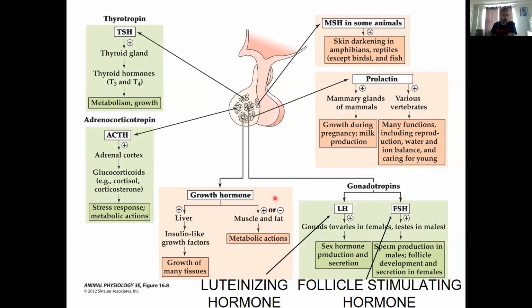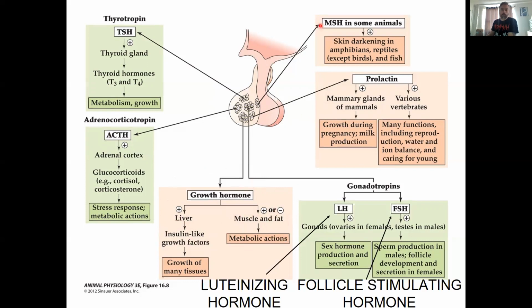So things like growth hormone, for example, we understand fairly well. Growth hormone has a couple of different targets. It goes to the liver, where it produces these growth factors, which of course are resulting in growth. They also target muscle and/or fat, with a positive or negative action on metabolic rate.